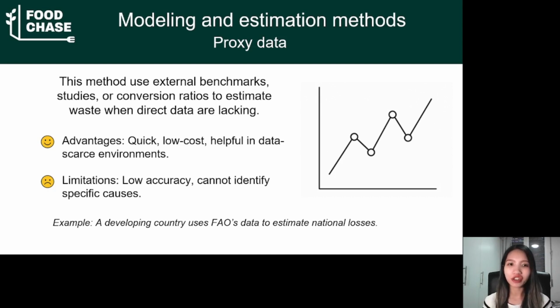However, it has limitations like low accuracy. The margin of error is quite large and it cannot identify specific causes. For example, a developing country uses FAO data to estimate national loss, so the country can know the total estimated loss, but they likely don't know exactly what the causes are without further analysis or research.